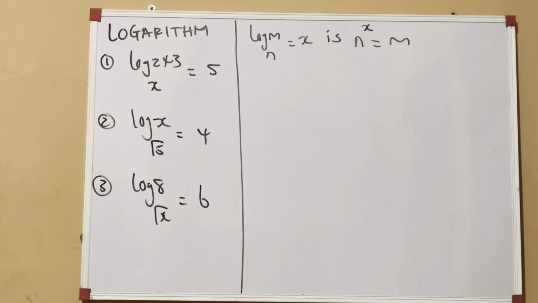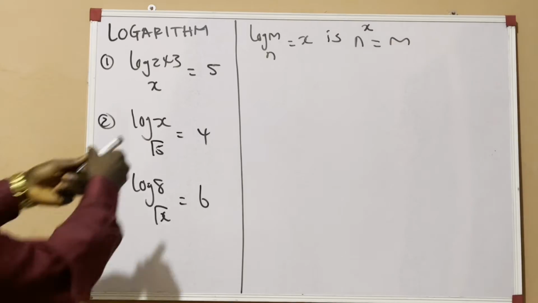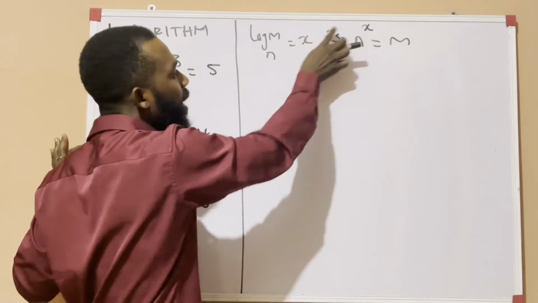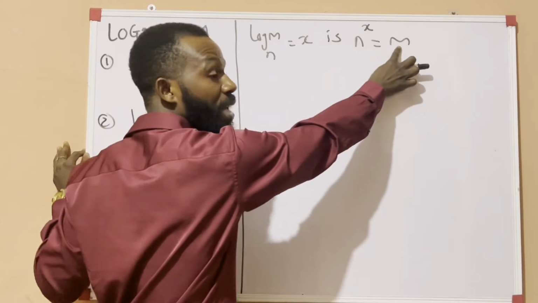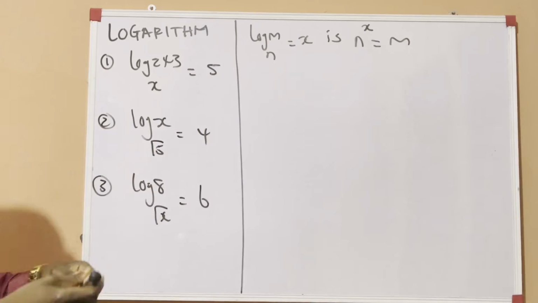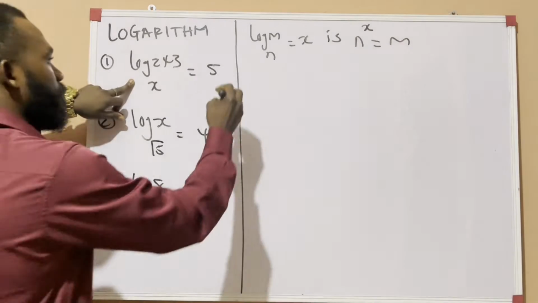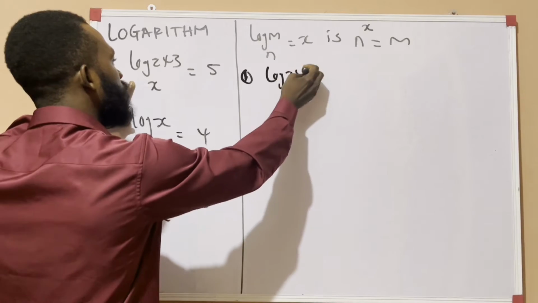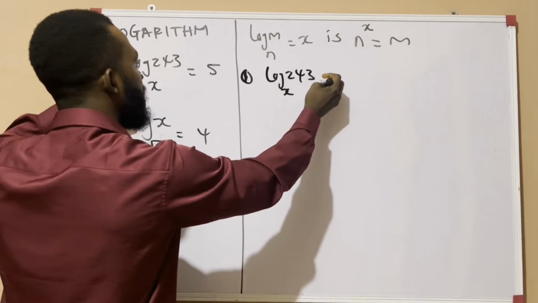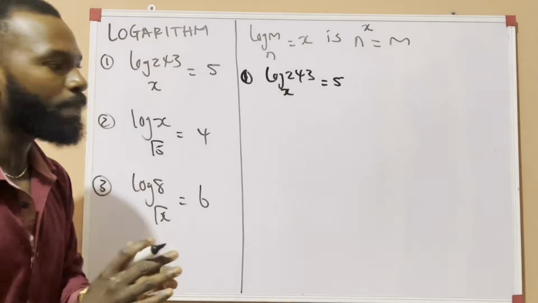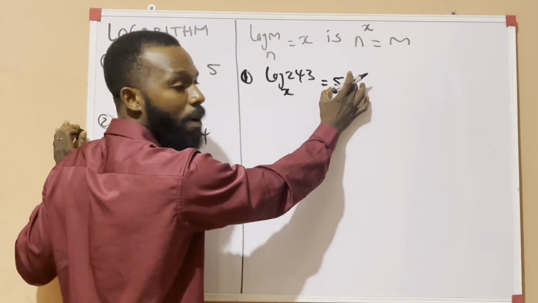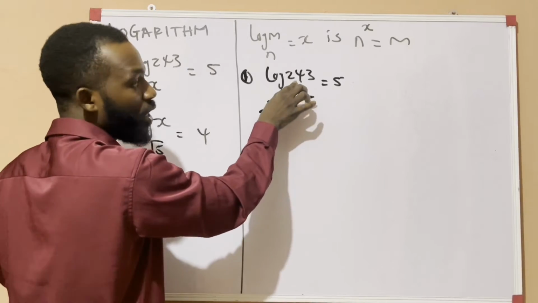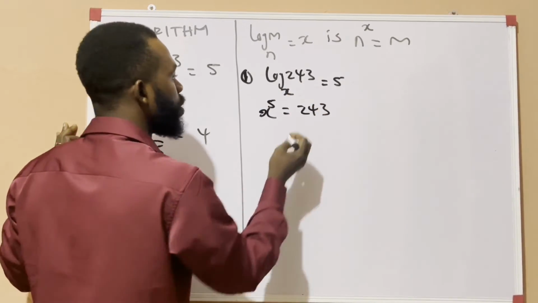Okay, now let us begin. Here you will notice that our base carries x as a power, and then our number, which is m, is after the equality sign. So if we follow that rule, let us solve question number 1. Question number 1 says log 243 to the base of x equal to 5. So here simply means the base takes 5 as its power. So here becomes x raised to the power 5 is equal to the number here, 243.